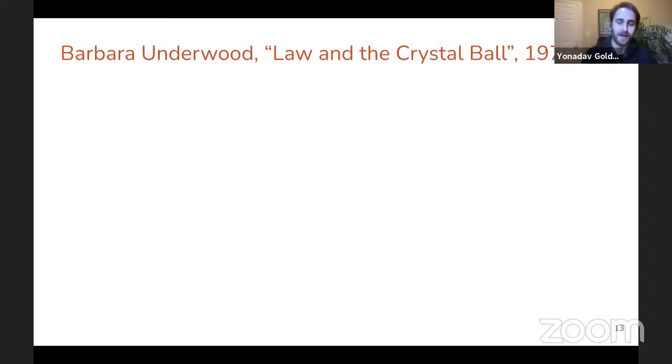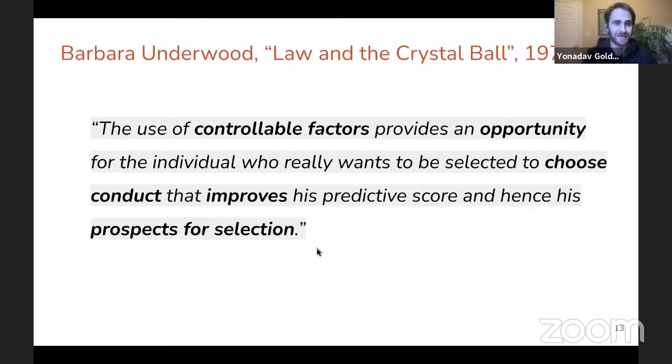And she's actually very optimistic about the idea of making decisions based on features that people can manipulate. To quote her, the use of controllable factors provides an opportunity for the individual who really wants to be selected to choose conduct that improves his predictive score and hence his prospects for selection. And the goal here is really agency. You are giving people back the ability to have some say over what happens to them as a result of these institutions making decisions. And that's in some sense a good thing.